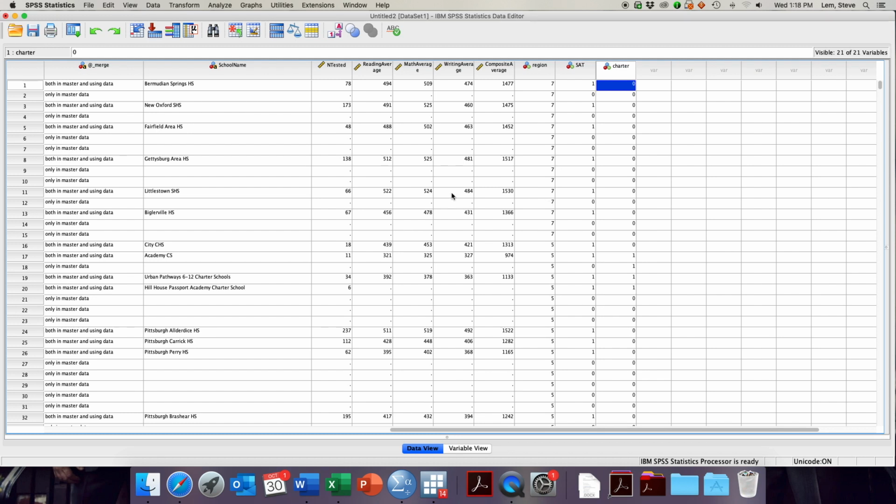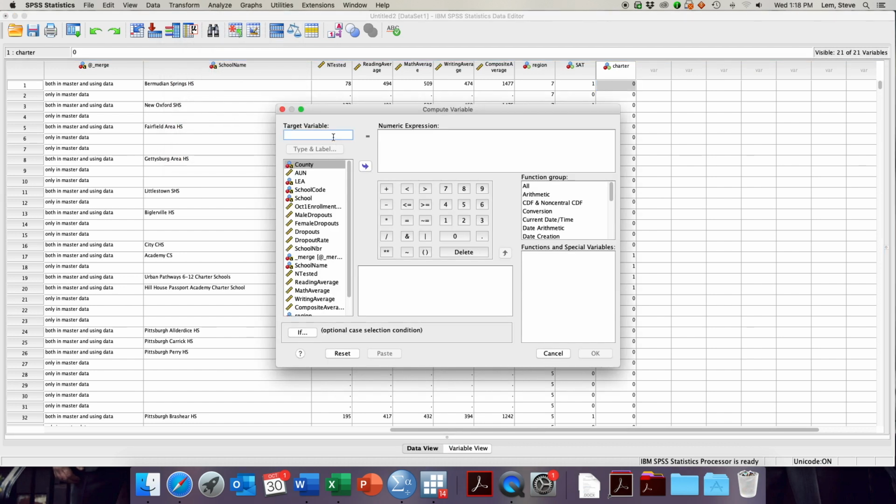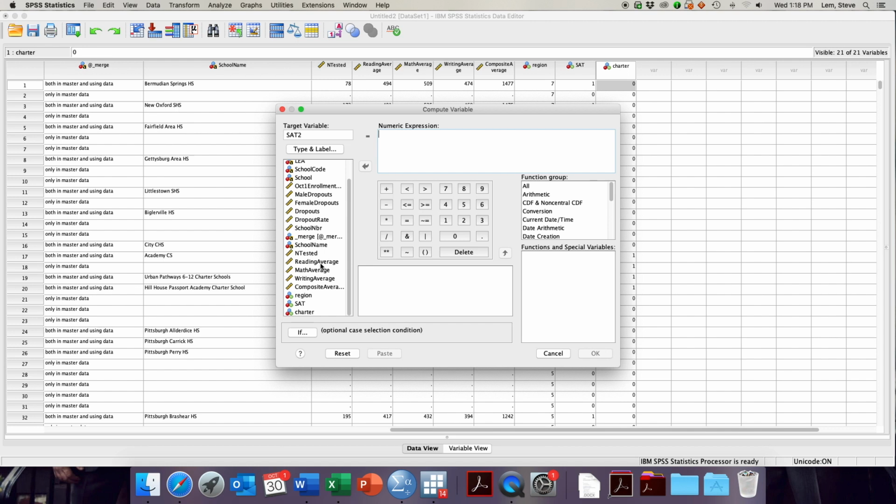So here I'm going to want to compute a new variable that just takes into account the reading score and the math score. That'll give me the traditional 1600-point SAT score. We're looking at just the reading average and math average combined. So to do that, I'm going to go to Transform, Compute Variable. I'm going to create a new variable called SAT2 that is going to be equal to the reading average score plus the math average score.